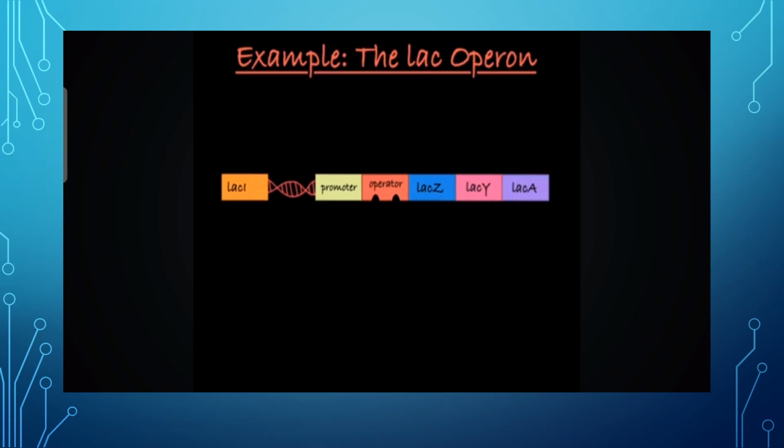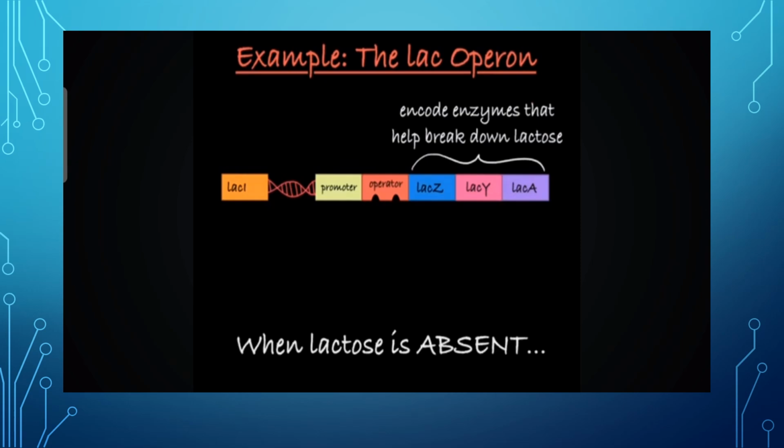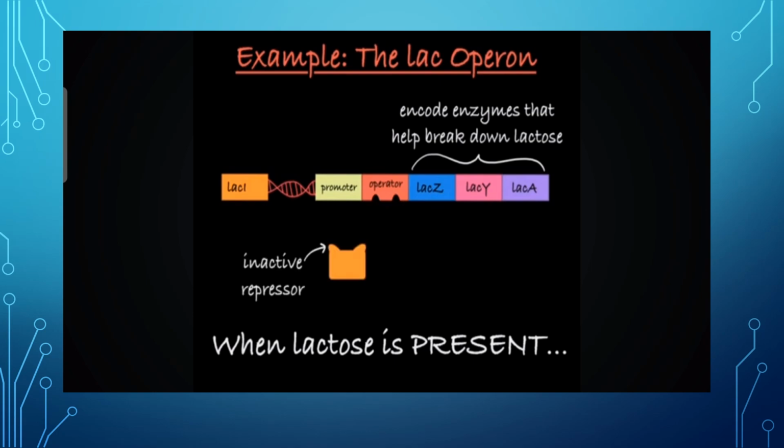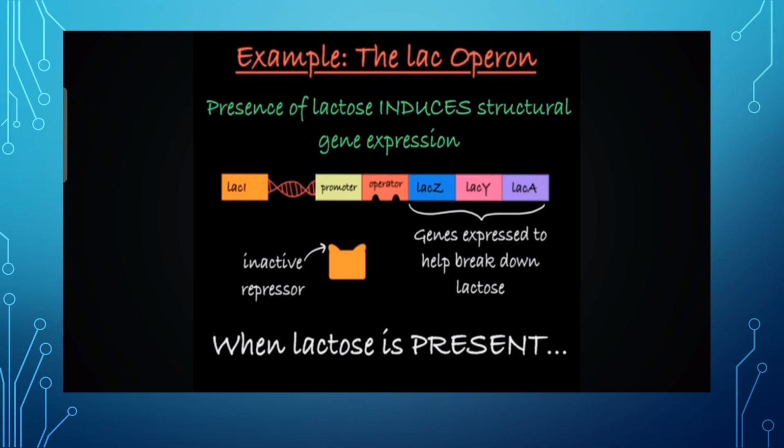The most common example of an operon is the lac operon, which contains structural genes that encode enzymes that help break down lactose. When lactose is absent from the environment, the repressor is active and the lac operon is repressed. This means that the structural genes are not expressed. This prevents the cell from making proteins to break down lactose when it doesn't actually need them. When lactose is present, the repressor becomes inactive and the lac structural genes are expressed, producing proteins necessary to break down the lactose in the environment. In this way, the presence of lactose induces the operon, leading to lac gene expression.